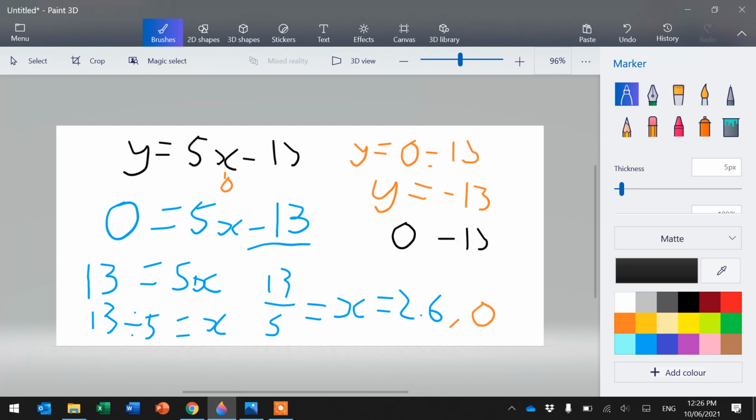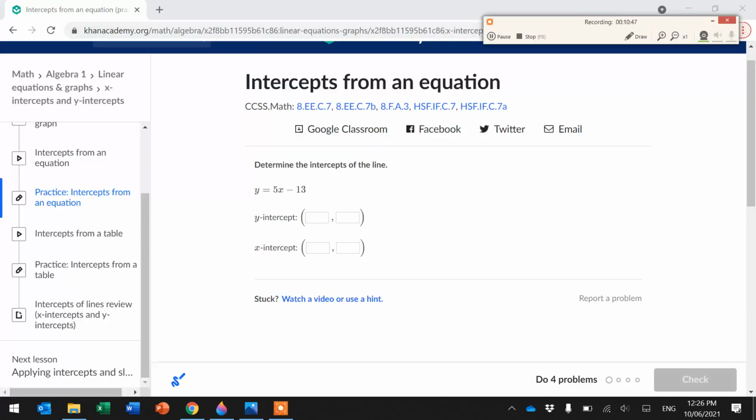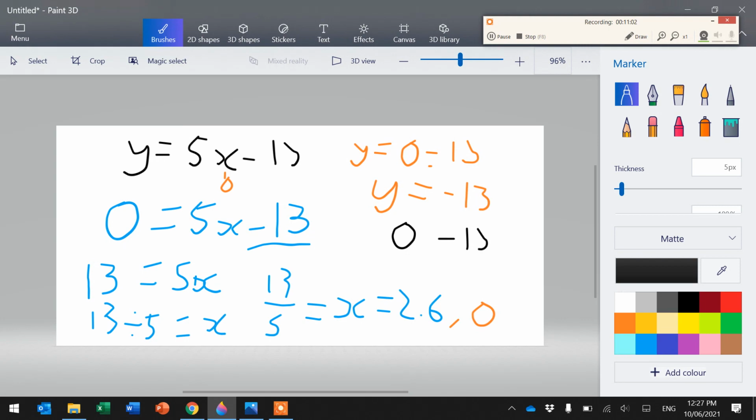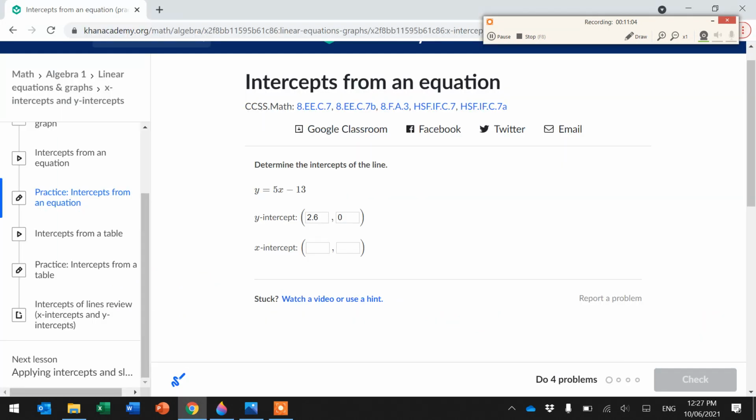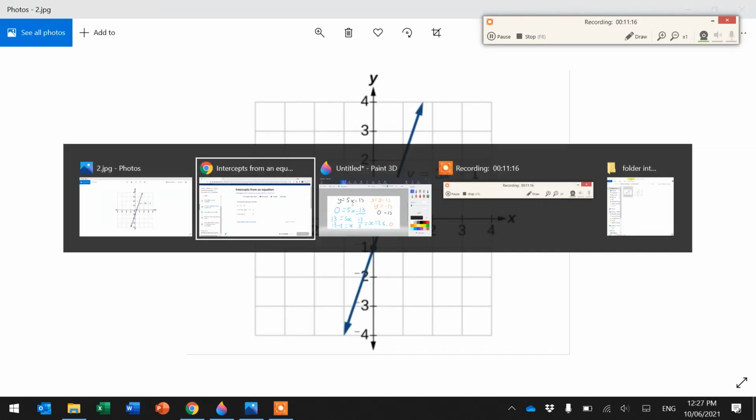So let's go put that in and see how we do. So the y-intercept is 2.6 and 0. And, well, hang on, I've got that the other way around. Let's have a look. Not that picture. It doesn't want to go look at the other picture.